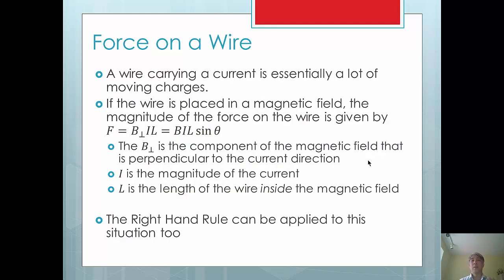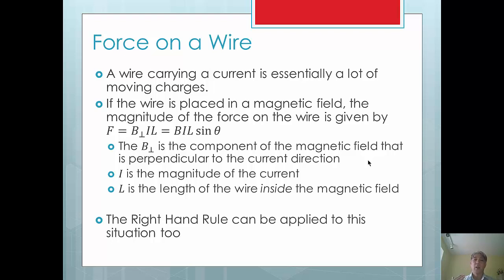So I can expand this, because most of the time I don't really have charges moving in space. Instead what I'm going to have is the force on a wire, because my charges move on a wire. In this case, the force on the wire is going to be equal to the magnitude of the magnetic field times the current times the length of the wire inside the field. If there's a length of the wire outside the field, it doesn't count. This is the formula that I described as the F-Bill formula.